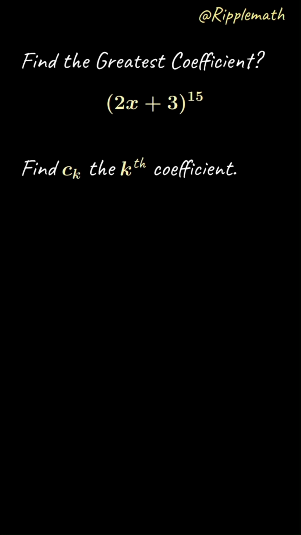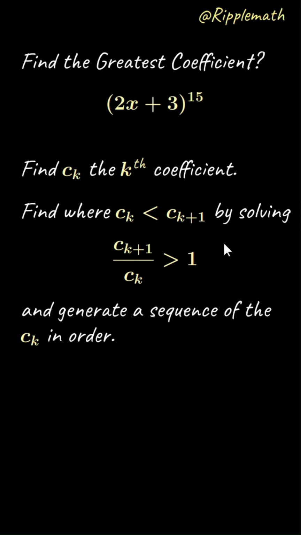To do that, we're going to find c_k, the kth coefficient. And once we've got an expression for the kth coefficient, we're going to solve this expression here, which gives us a sequence of increasing coefficients, and thereby we can conclude which one is the greatest. Simple. So we'll end up solving this expression here, c_(k+1) over c_k is greater than 1. We don't need to worry about negatives because they're obviously all positive.